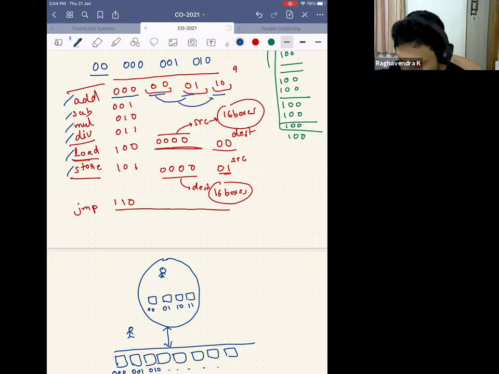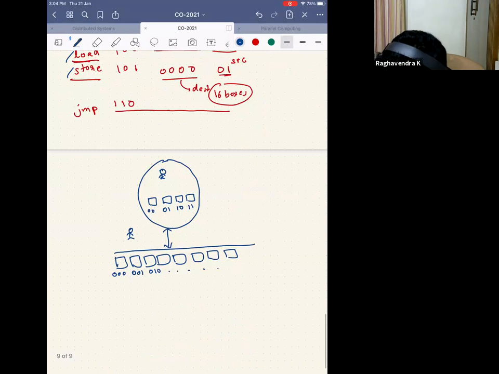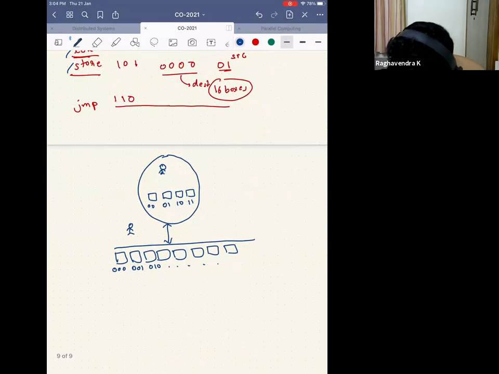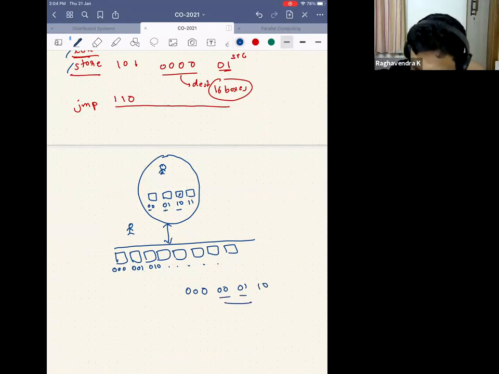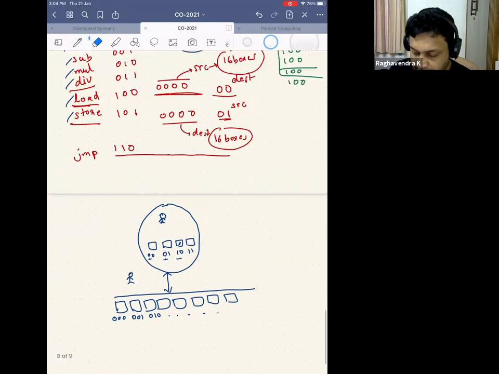Right? So if I want to tell him to add whatever is there in 00 and 01 and keep it in 10, I have to tell him 000 followed by 00, 01, and 10, which means that whatever is there in this particular box and this particular box will be added and kept in this particular box. Right? So I hope till now this is clear. Is there any doubt? Does anybody have a doubt in whatever we have discussed till now?